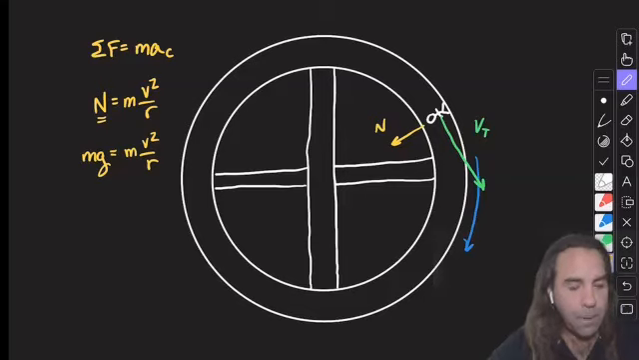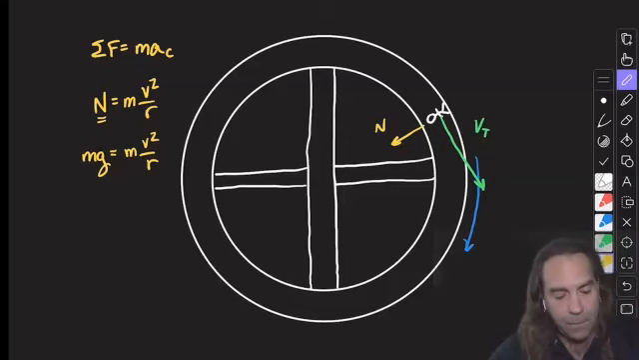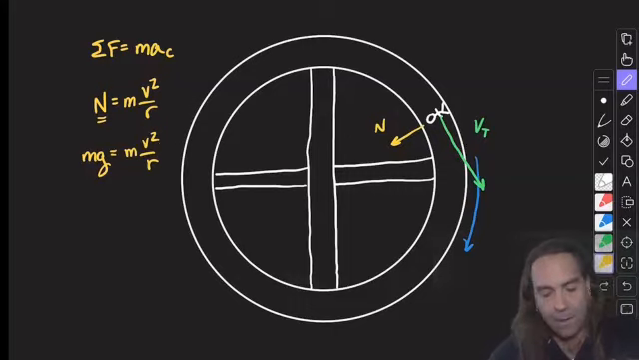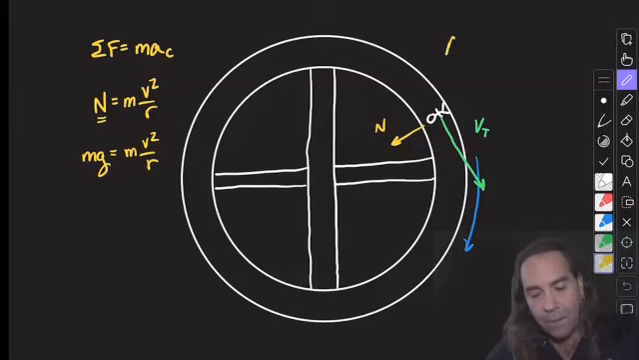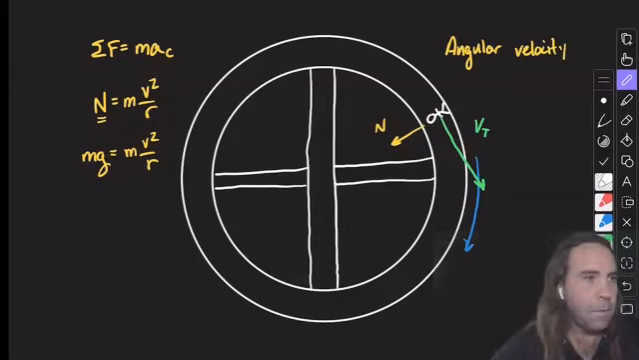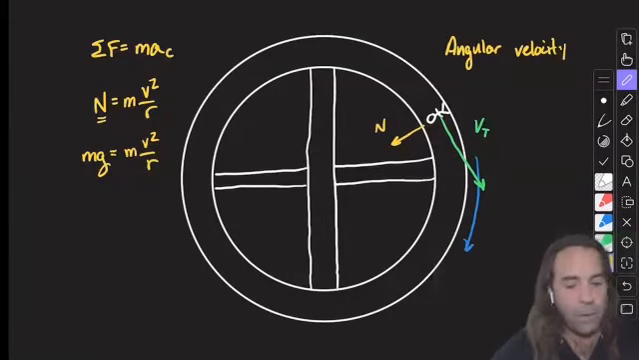Now, what makes these problems generally a little different than what you're used to is they tend to not be in terms of how fast you're actually moving inside the space station. Instead, they tend to be in terms of the angular velocity of the space station. What I mean by that is we don't really talk about how fast you're going here. We talk about how fast the space station spins.